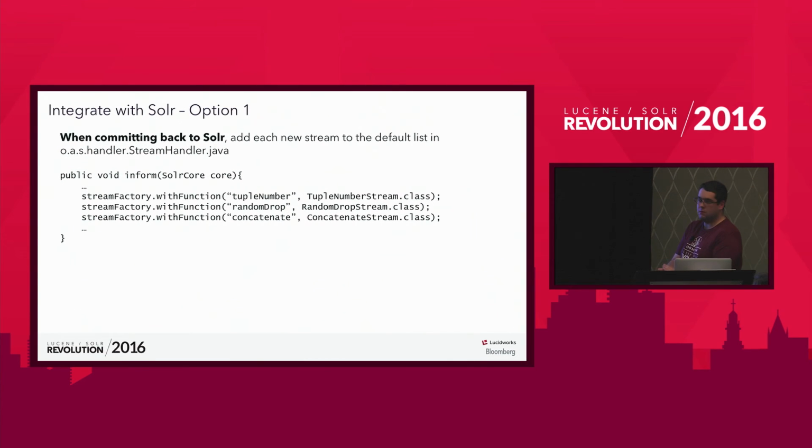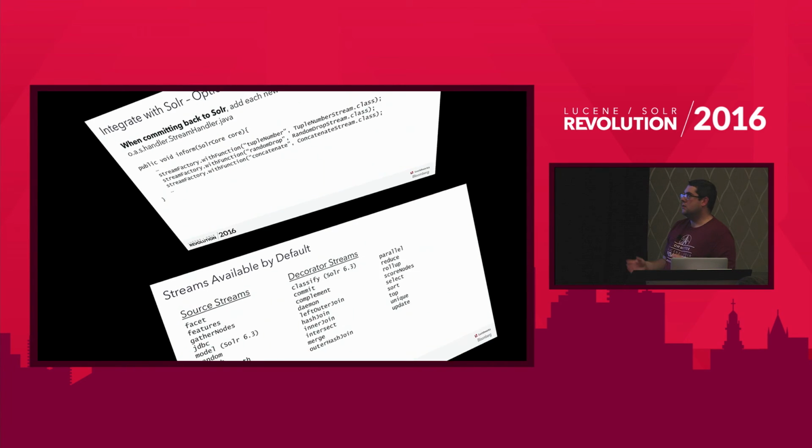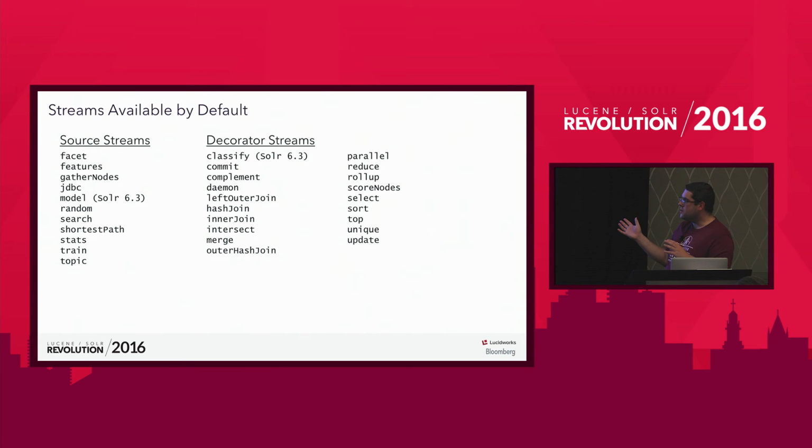Okay, so how do we integrate with Solr? I'm running a little low on time, so I'll try to go through these pretty quickly. The first way, if you're committing your stream back to the Solr code base, is the way you want to integrate. Inside the stream handler class, in the inform function, this is where we map the function name to the implementing class. So tuple number is mapped to tuple number stream.class, random drop, et cetera. This allows the stream factory to know what function name maps to which class and which constructor it needs to call. And this is the list of all the streams that exist right now.